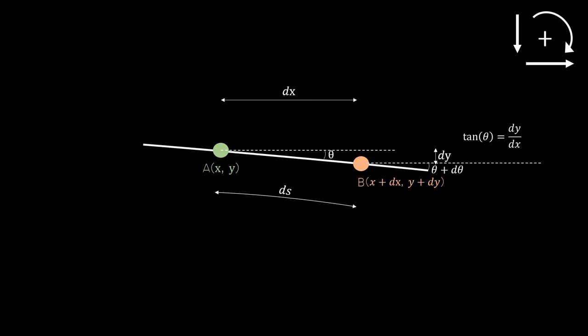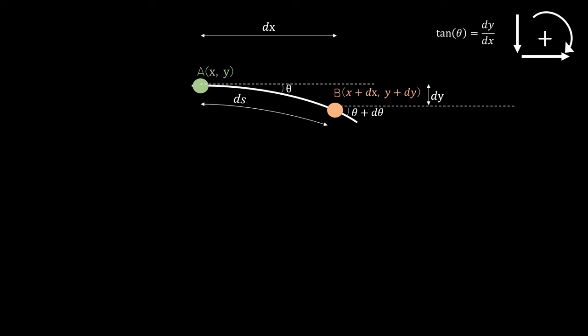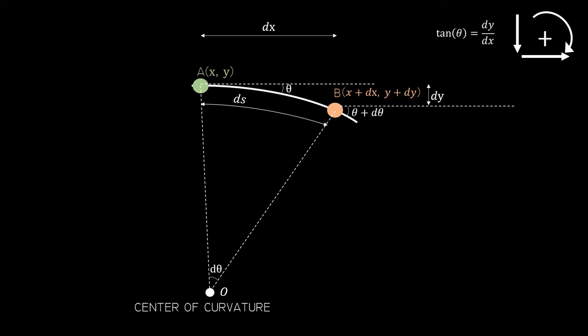For my next trick, I'm going to need to exaggerate the curve a little bit. That's better. Now, if we draw two lines perpendicular to the tangents at A and B, they will meet at a point we call the center of curvature. The distance from the center of curvature to the curve is the radius of the assumed circle that connects tangentially through A and B. This is an approximation which gets better and better as ds gets smaller and smaller. So we can say it's true.